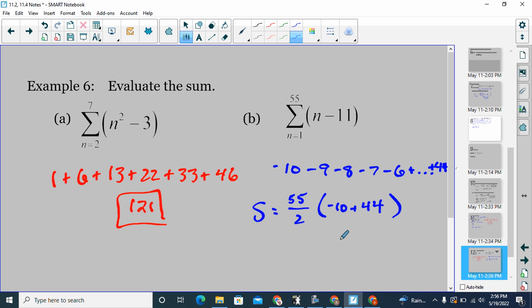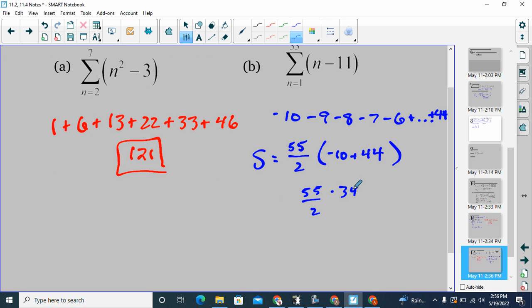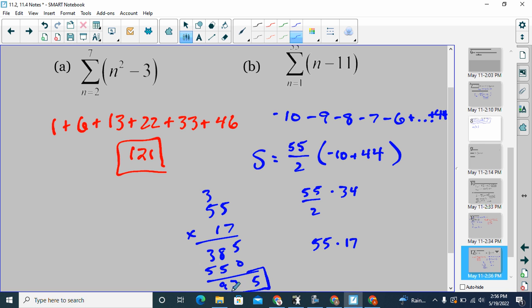So we can add those together, get 34 times 55 over 2. If it's no calculator, I'd probably do 34 divided by 2 and get 17, and we could do 55 times 17 without a calculator. And 935.